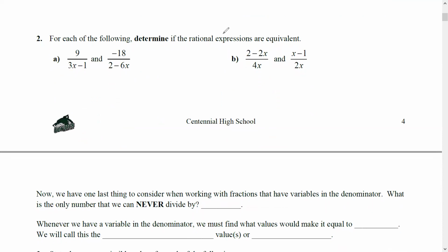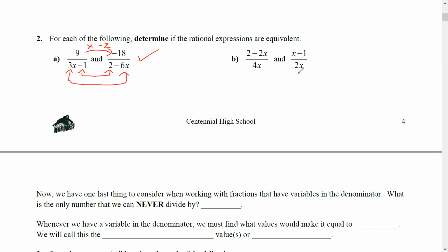For each of the following, determine if the rational expressions are equivalent. So again, if they're equivalent, it means I've multiplied or divided numerator and denominator by the same thing. So I'm going to look at this. To go from -9 to -18, whoever did this multiplied by -2. So now I'm going to go down here. If I multiply 3x by -2, that would give me -6x. That's good. And if I multiply -1 by -2, I get 2. Bingo, they're equivalent.